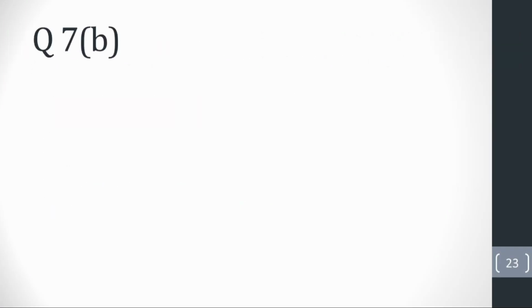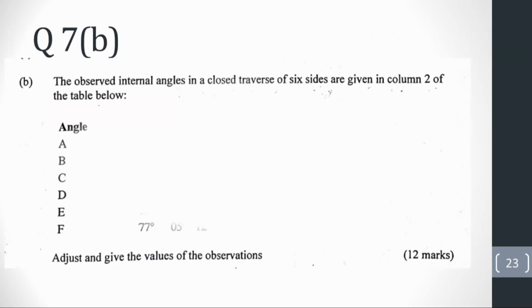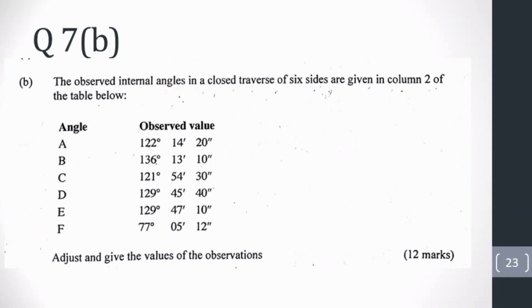Question 7b. The observed internal angles in a closed traverse of 6 sides are given in column 2 of the table below. So there we have the angles and the observed values. So we have all the angles there: A, B, C, D, E, F. We are told to adjust and give the values of the observation, a total of 12 marks.